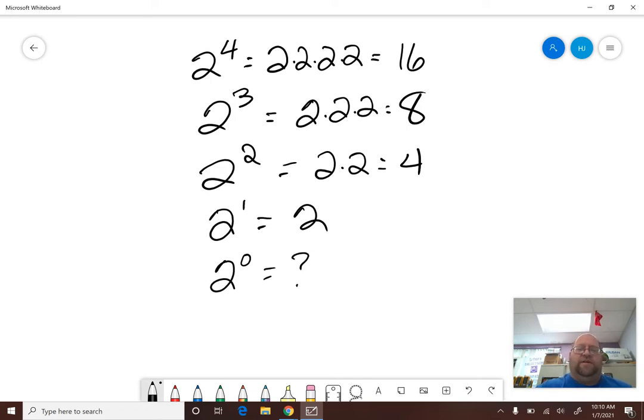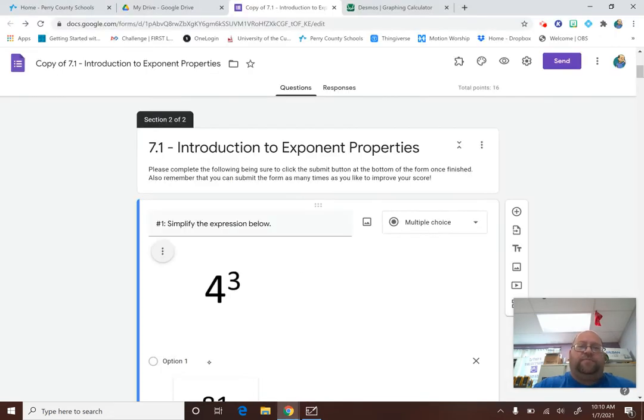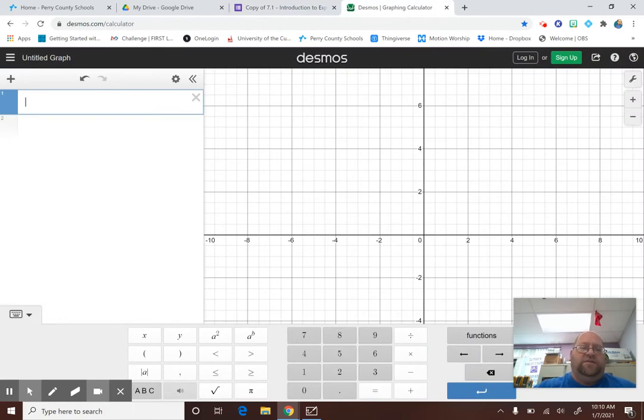Question mark. I don't really know. I mean, when I multiply times 0, like 2 times 0, normally if I multiply by 0, the answer is just 0. So maybe it's 0. I don't know. So let's go to Desmos calculator real quick, and let's just try it.